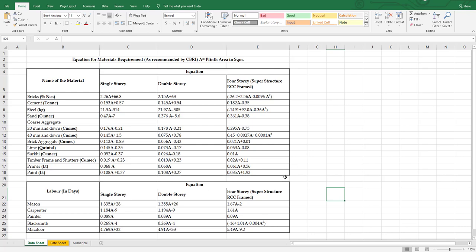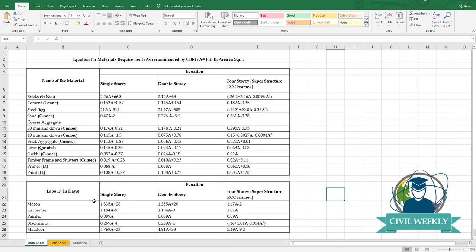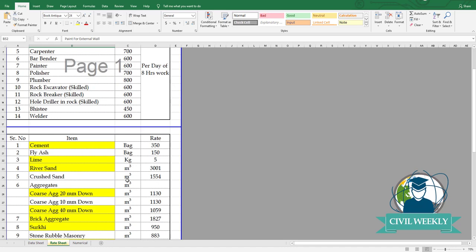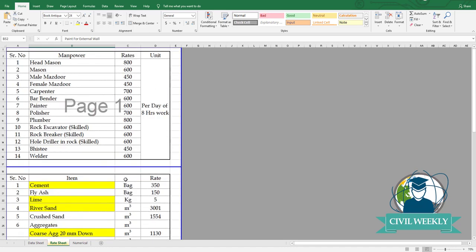In this Excel sheet, the single story, double story, and 4-story equations I have inputted in this particular chart. Similarly, equations are given for masons, carpenter, and the other types of labor. This is the rate sheet that I have circulated earlier, with the wages of labor, and the cost per unit quantity of material is also mentioned. I will use this rate sheet to calculate the total cost of a structure. Why? Because quantity into rate will give me the cost for that particular material or labor.